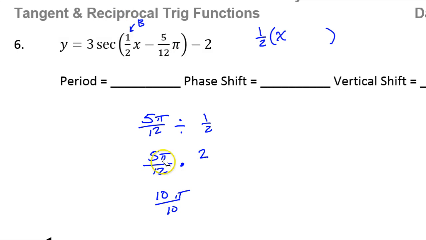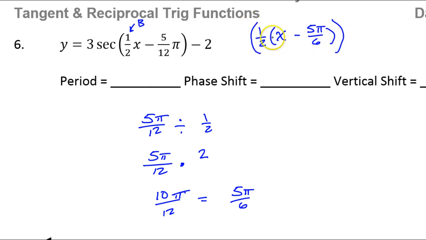Well, isn't that 10 pi over 12? And doesn't that reduce to 5 pi over 6? So that's what needs to go here: minus 5 pi over 6. So that's going to be my phase shift. But let me just finish writing this.